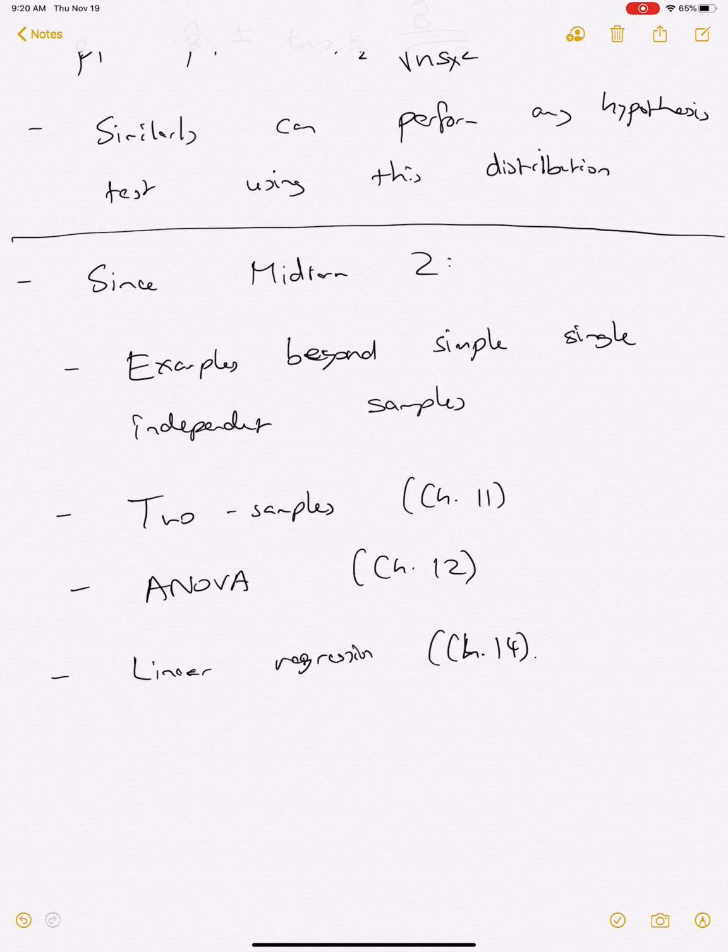And so in some sense, all of the principles were really developed in chapters 8 and 9, where we talked about estimation and hypothesis testing when you have one independent sample. And then what we did since midterm 2, which focused on chapters 11, 12, and 14, really looked at the scenario beyond one sample, and what kind of inference you can draw. But a lot of the ideas were very similar to what we'd already seen in chapters 8 and 9.